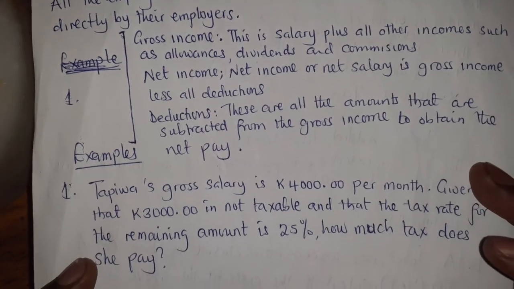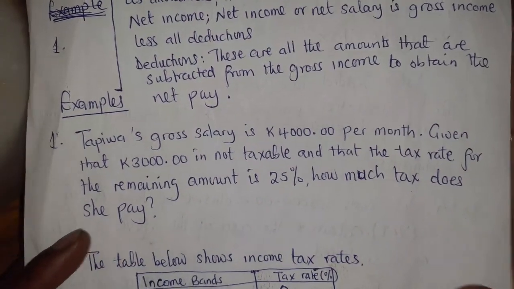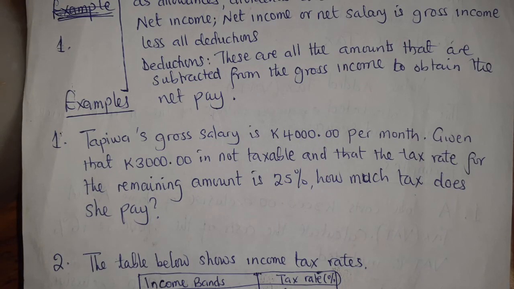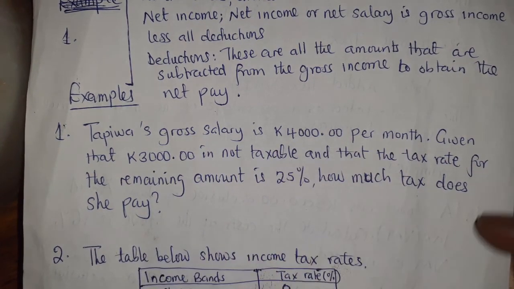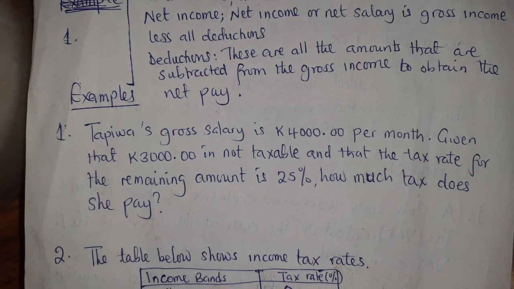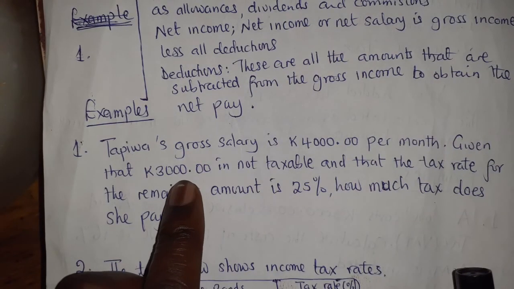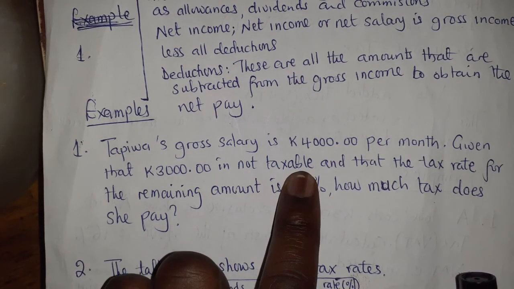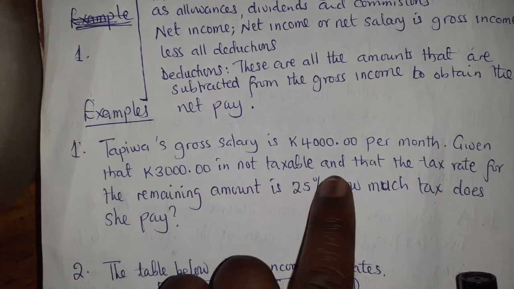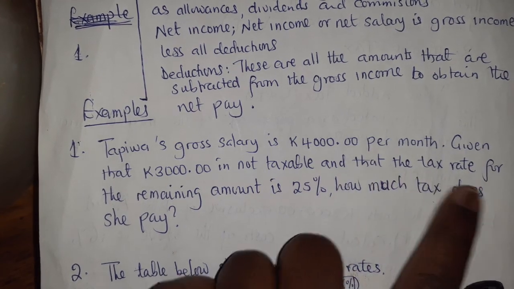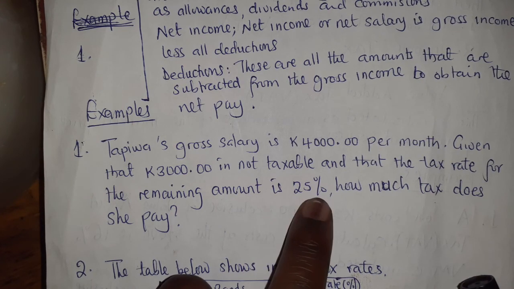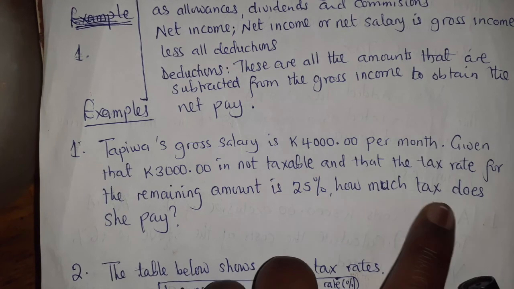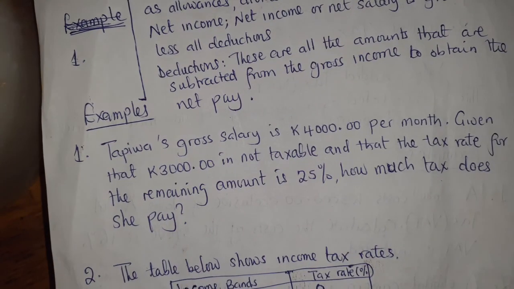So now we have an example that we have to look at here. Tapiwa's gross salary is 4,000 kwacha per month. Now given that 3,000 is not taxable, and that the tax rate for the remaining amount is 25%. How much tax does she pay?